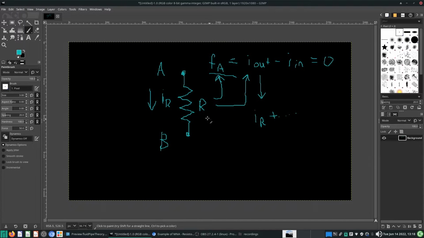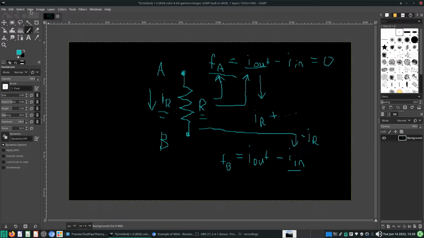So IR is the only contribution to the current balance by this resistor. It's the current flowing through the resistor, and that affects the current balance here. And likewise over here, FB equals I out minus I in. Note that the I out and I in here are taken at the node A, and this one is taken at the node B. So at the node B it is I out minus I in, and the current flowing through this resistor contributes to the negative term here, minus IR. So IR, the current flowing through the resistor, contributes to the I out term at node A, and contributes to the I in term at node B.